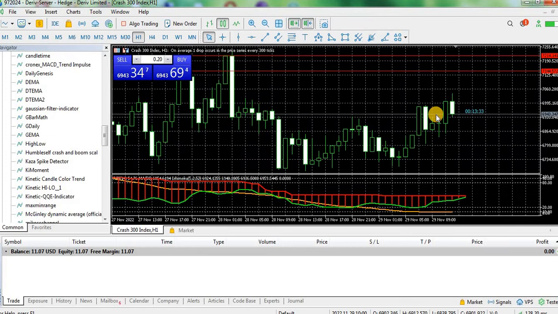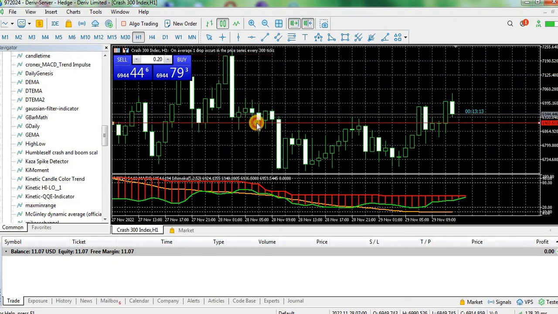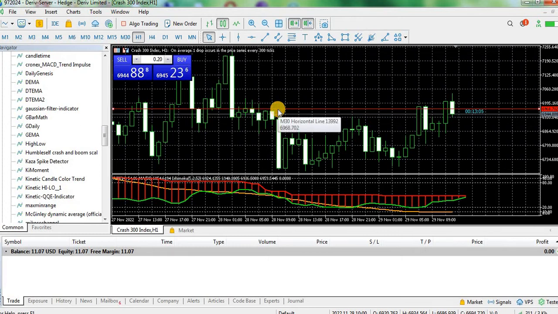Now let's look at the next reversal candle. This is the next reversal candle. Are you getting this one? Then I can come here and say, okay, let me put my line here. I think the price hasn't reached this, but here let me put my line here.